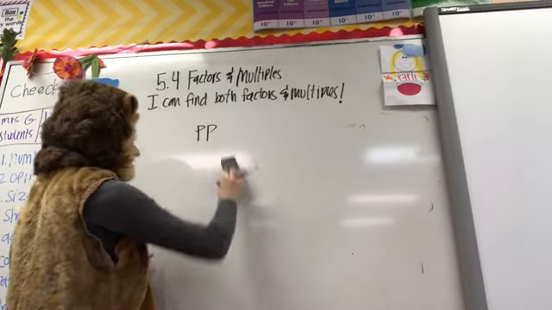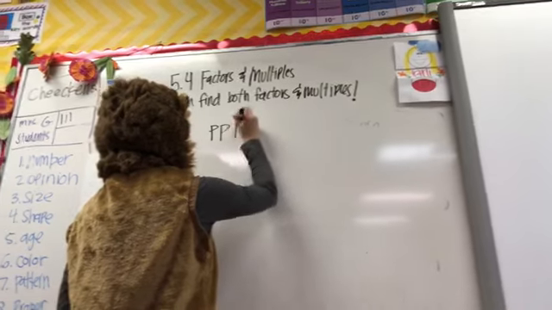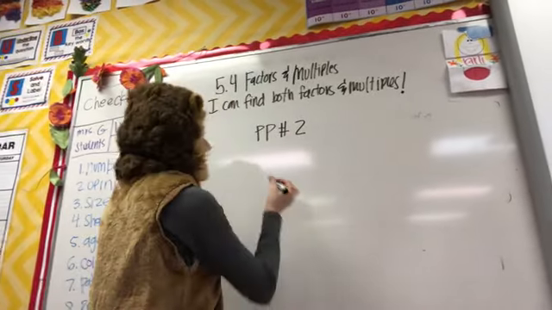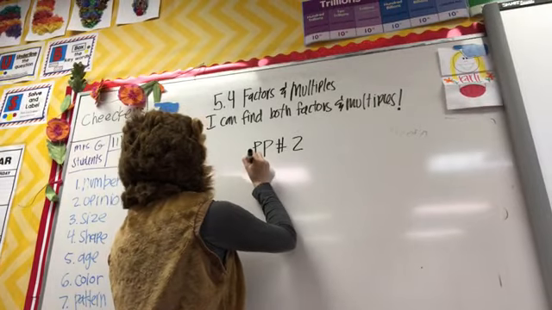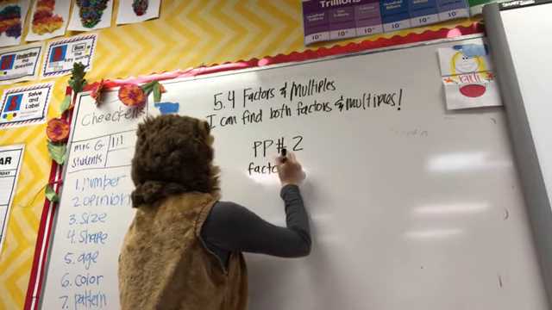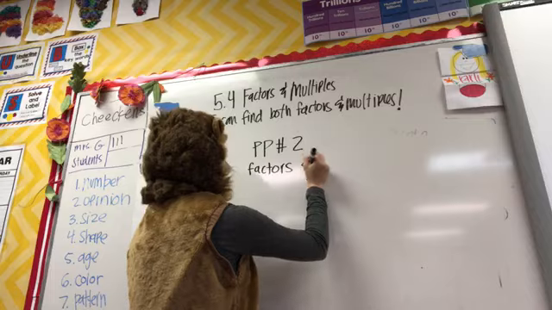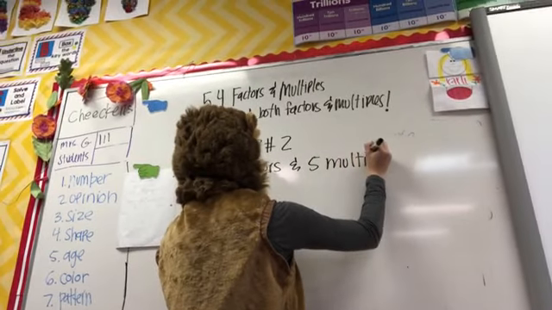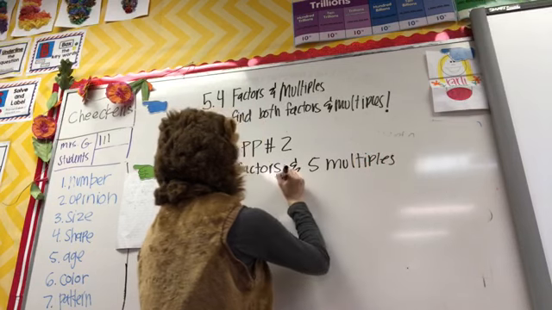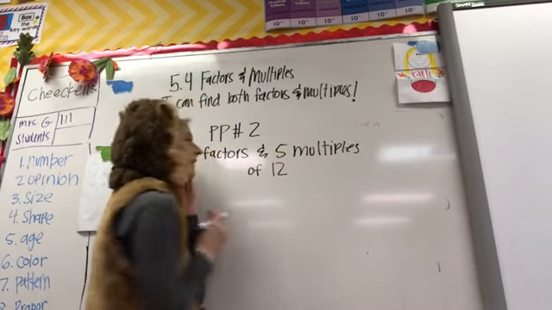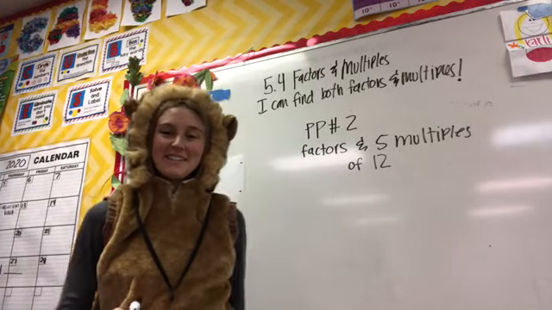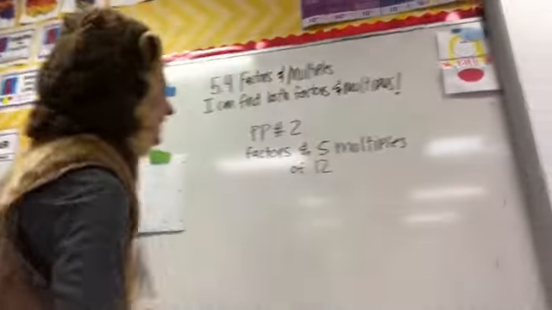All right, here's your pause problem number 2. I want you to find me both the factors and first 5 multiples of 12. So I want the factors and the multiples. Pause it. Give it a try. All right, I'm going to keep going.